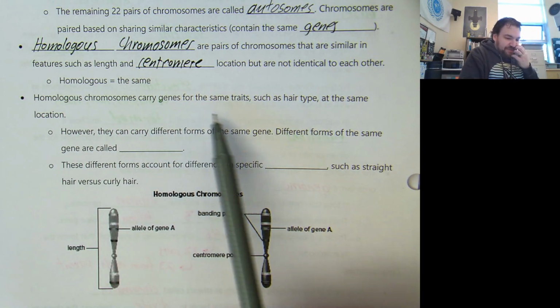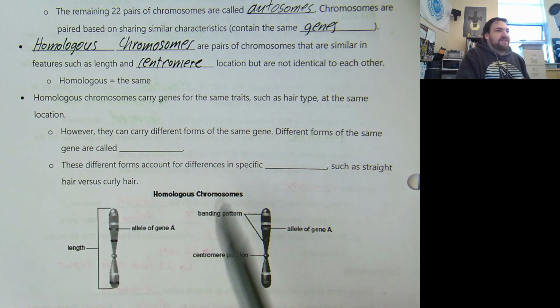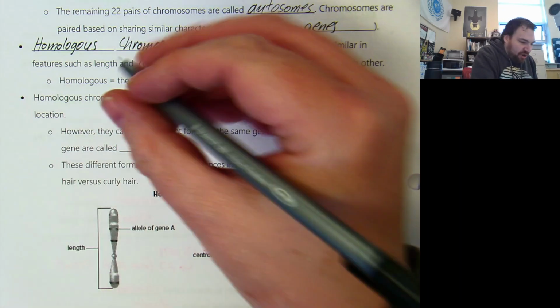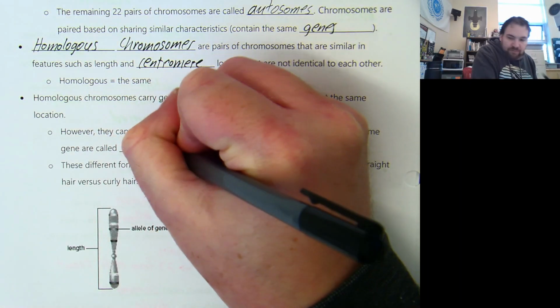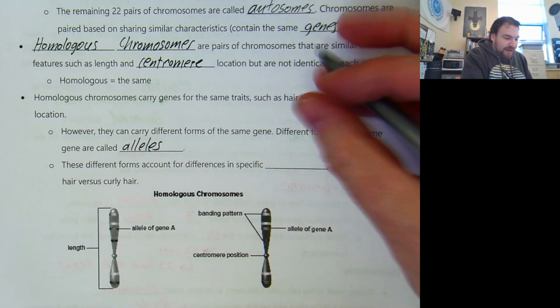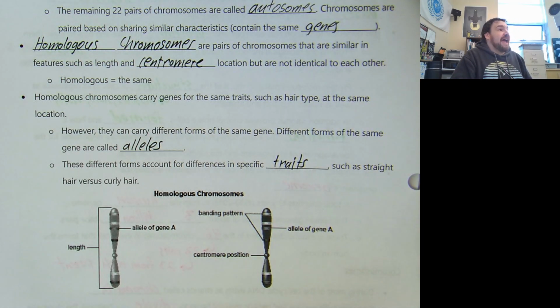Homologous chromosomes carry genes for the same trait, such as hair type, at the same location. However, they can carry different forms of the same gene. This is what I've talked about several times now. Different forms of the same gene are called alleles, is the language that we use. These different forms account for differences in specific traits, such as, but not limited to, well, I've got straight hair, I've got curly hair. Or maybe your hair is wavy. It's a combination of expressions of the different genes, right?